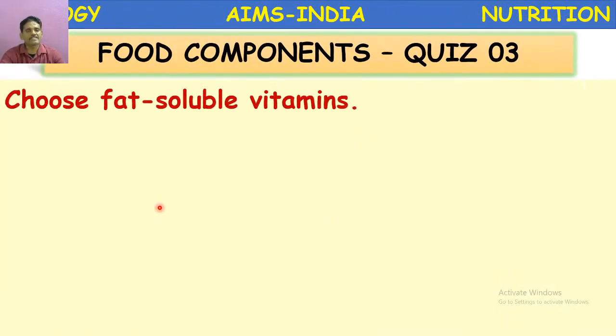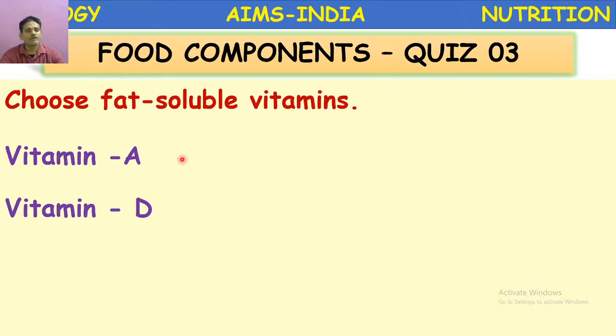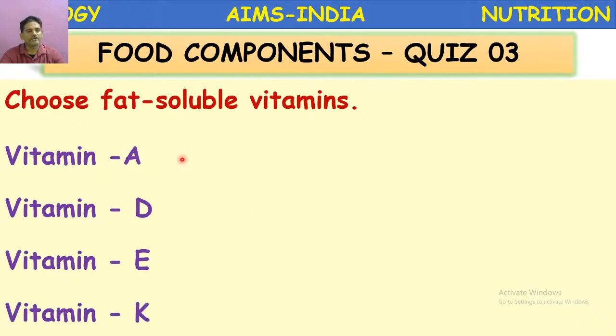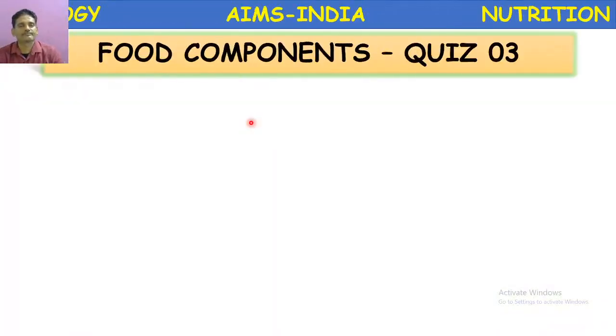Next, choose the fat-soluble vitamins. So, it is a multi-correct answer. See all the options. Vitamin A, vitamin D, vitamin E, vitamin K. What is the right option here? All are correct. So, A, B, C, D. Vitamin A, vitamin D, vitamin E, vitamin K. All these are fat-soluble vitamins. Next.